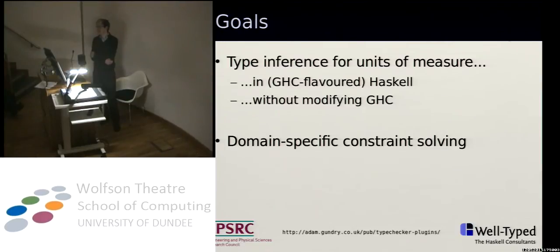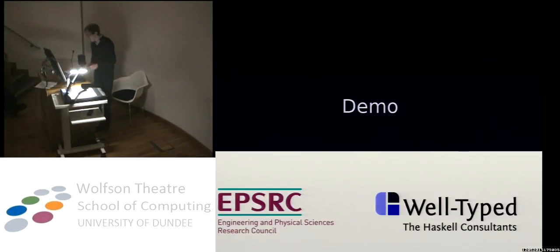And so, in the interest of modularity, if nothing else, I want to be able to write my little units of measure system off in a corner somewhere and not have to worry about the compiler changing in a myriad different ways before I get my patch merged and then have to keep up with maintaining it. And more generally, I'm interested in domain-specific constraint solving, so making it possible for programmers to actually have a little bit more control over what's going on in the constraint solver when type inferences happen. So I will very briefly show you the thing I'm talking about.